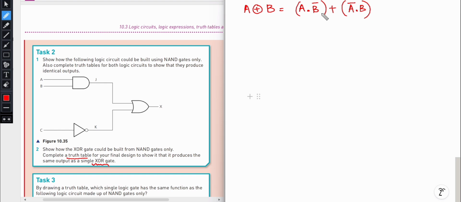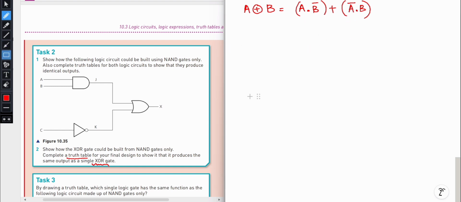It's a very simple expression that is repeatedly used in A levels of computer science as well, and it is known to almost everyone. A XOR B is equal to A and NOT B, plus NOT A and B. So this is the main thought behind this.